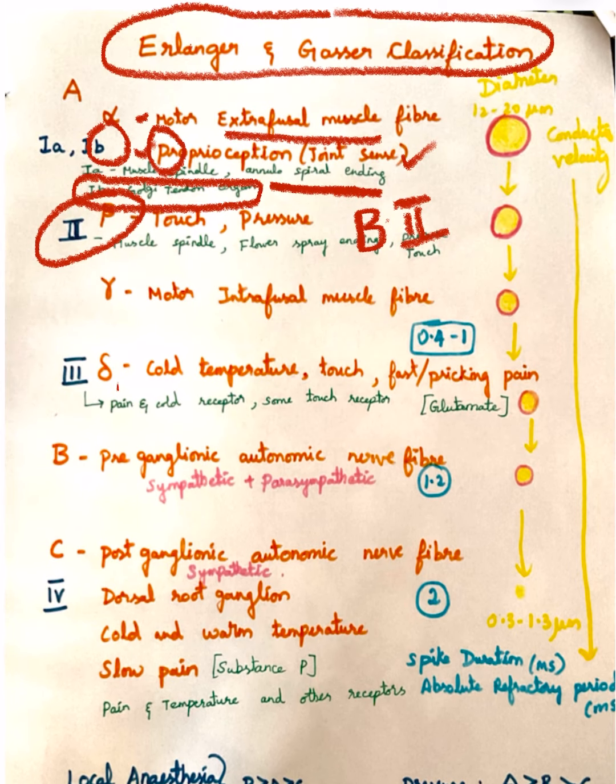Moving to the gamma nerve fiber, it carries the motor supply to the intrafusal muscle fibers. And moving on to the delta nerve fiber, which according to the numerical classification is given the number 3, it carries temperature and pain, mostly cold temperature, touch and fast or pricking type of pain. And the receptors concerned with this, as it carries temperature and pain, are the pain and temperature receptors.